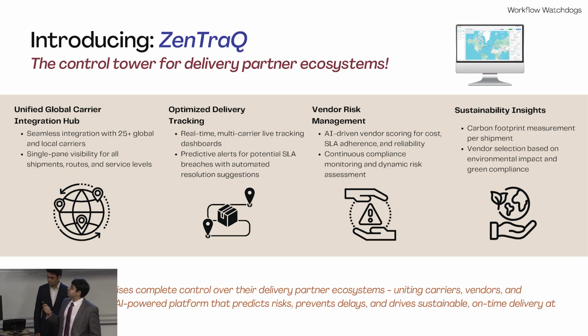So what are the problems we are solving through it? First, a unified global carrier integration hub, wherein they will not have only 4, but our system as well. Or other clients who have onboarded, they will have a global visibility, a kind of interoperability system. Second, optimized delivery tracking. Live delivery tracking for international and local carriers. And we'll show you how.